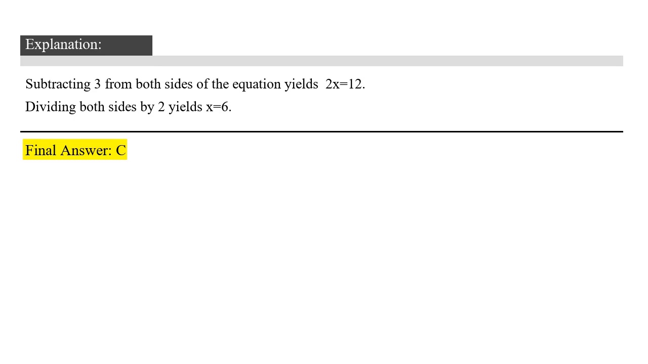This expression is in the form of the difference of squares, a plus b times a minus b equals a squared minus b squared. Dividing both sides by 2 yields x equals 6.